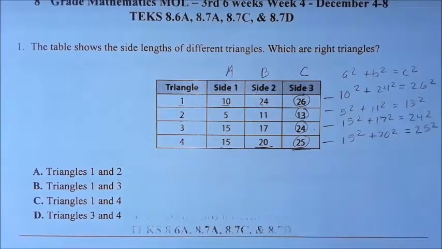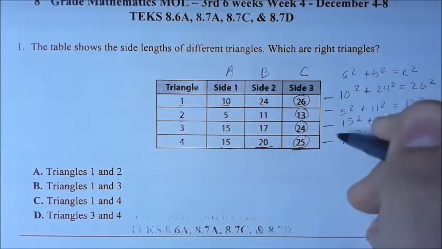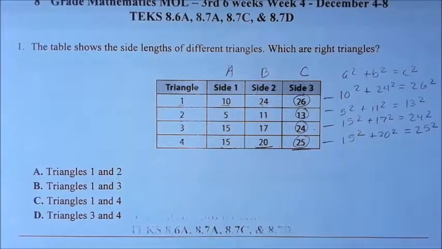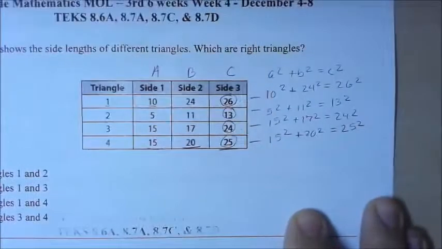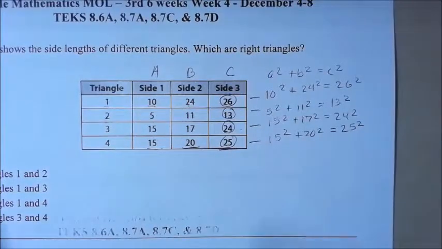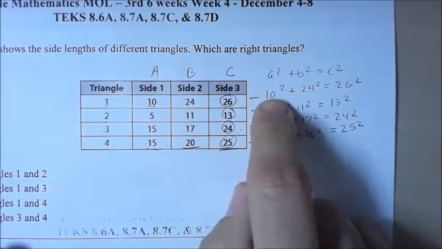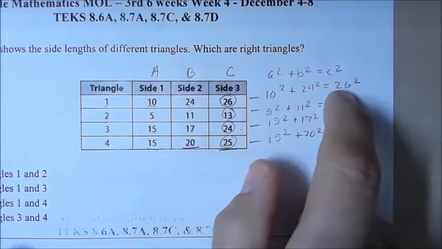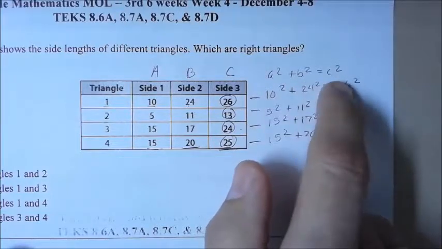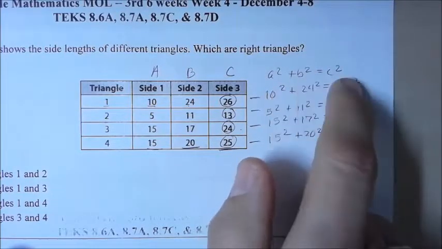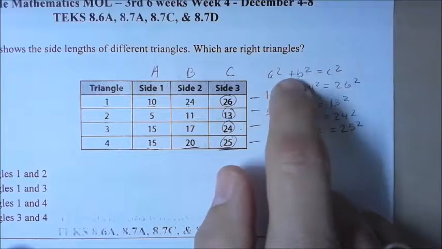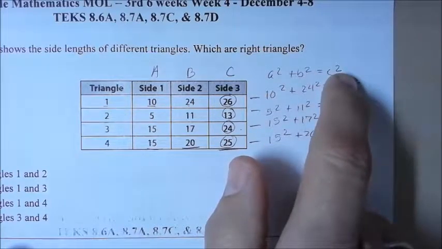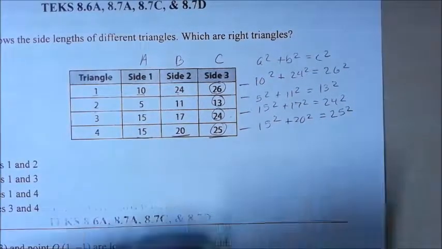Okay? So now we're just going to see which one's true or false. And I'm going to put a T or an F right on top of it, depending on which one. And remember, when we set up the equation, the calculator is going to look and say, well, is 10 squared plus 24 squared equal to 26 squared? And if it is, it'll say true. If the two values on each side of the equal sign make a true statement, in other words, they are equal to one another, then it is a right triangle.